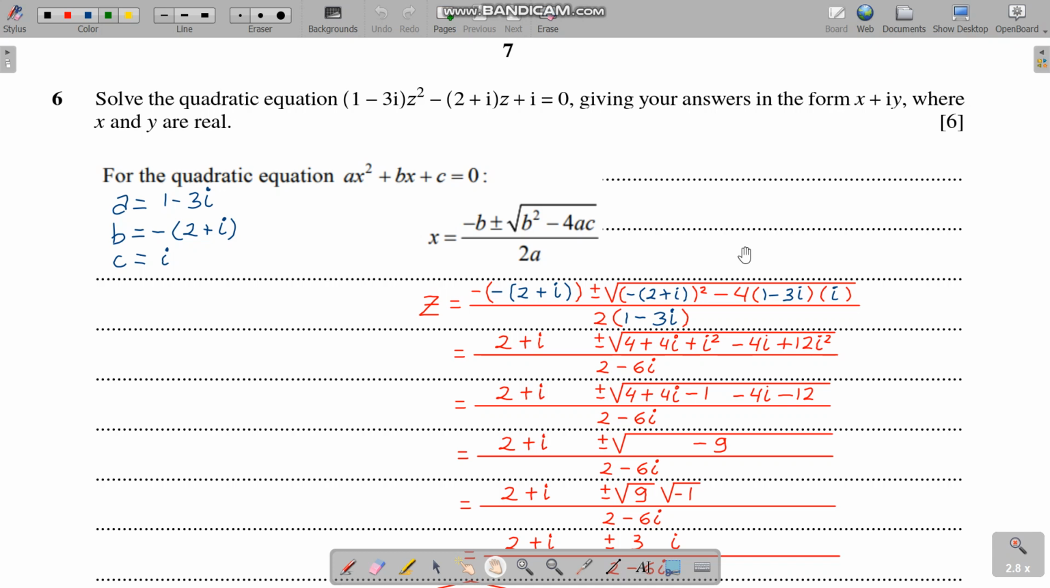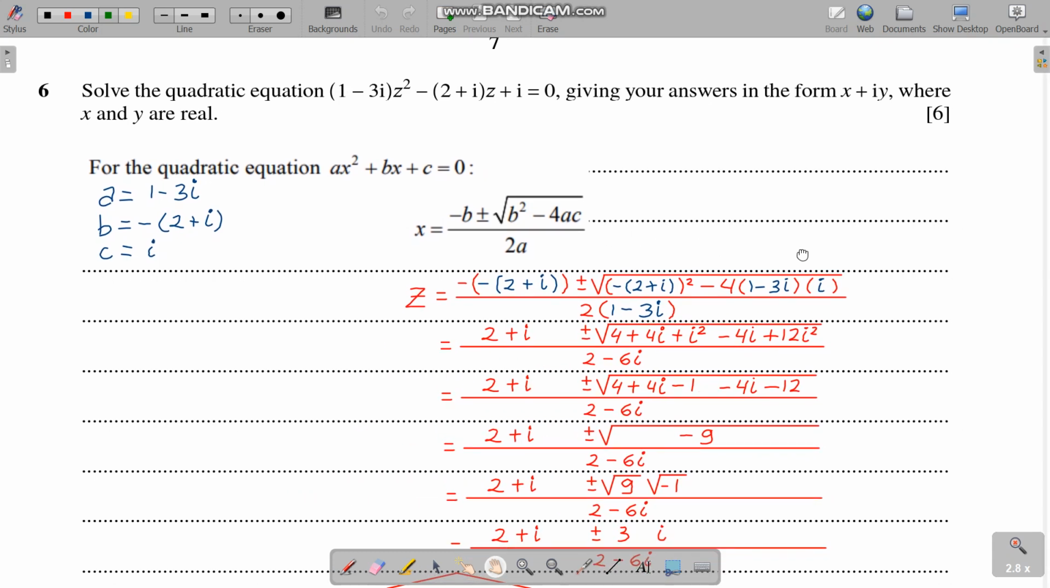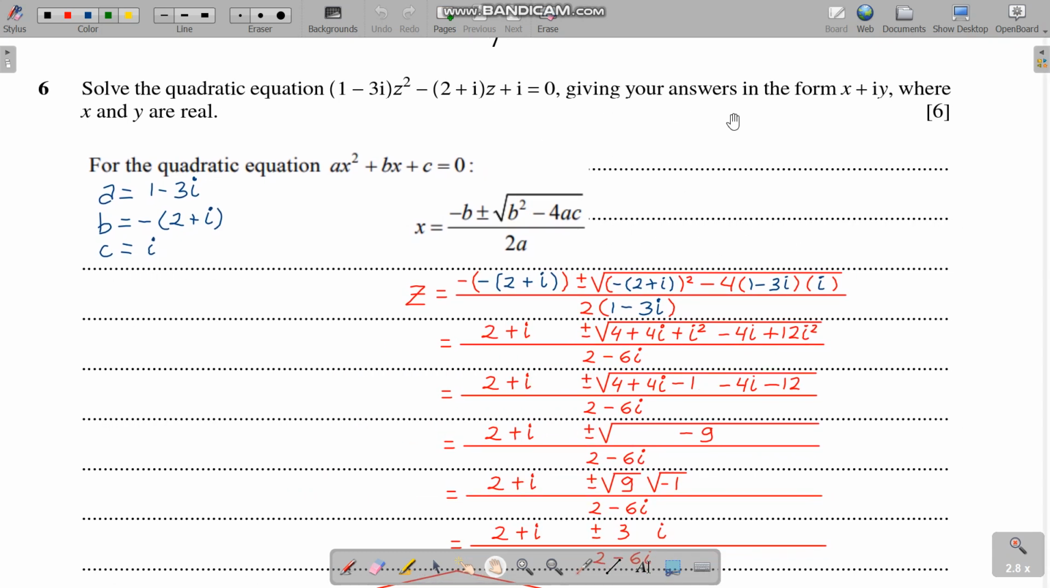About complex numbers. Solve the quadratic equation, giving your answer in the form x plus yi. Okay, so first of all, we use the quadratic formula in the MF19. We have to identify the coefficients A, B and C. So the A is 1 minus 3i and the B is minus 2 plus i, so the minus is included, and the C is just i.